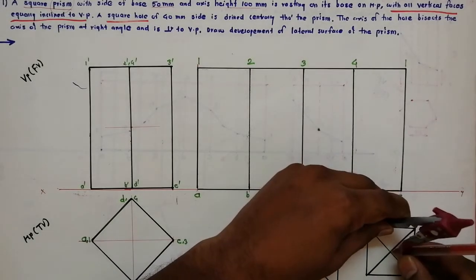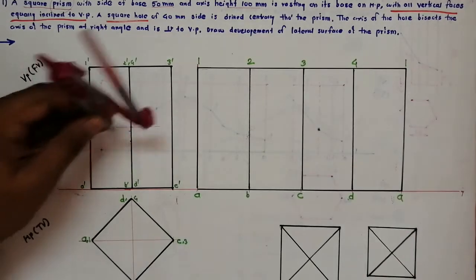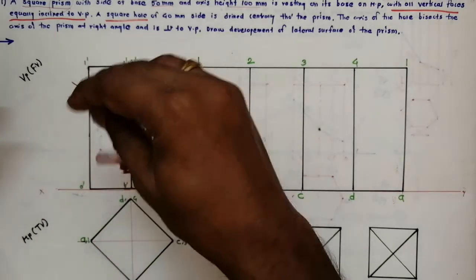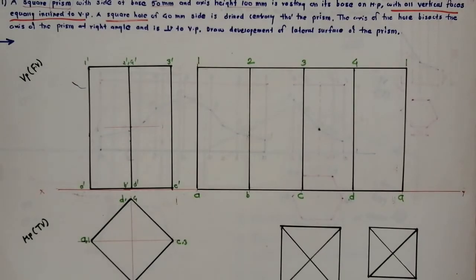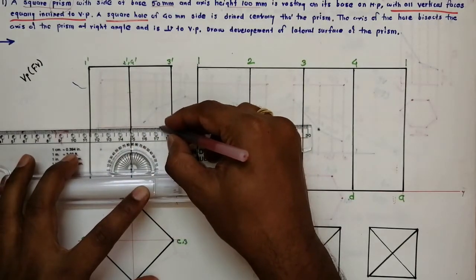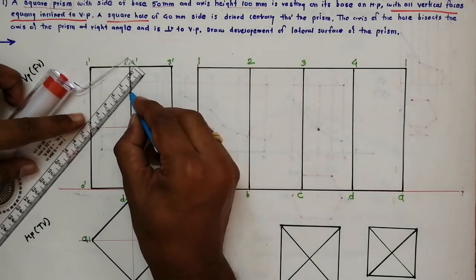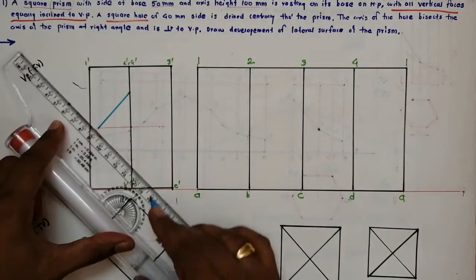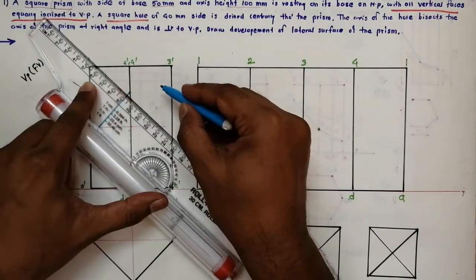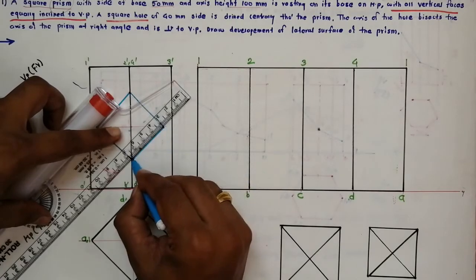We have to take the diagonal distance in the compass, from the center, and then mark it here. So this is 1, this is 2, this is 3, and this is 4. Okay, so the distance we have marked here, that becomes our square hole. Okay, so it comes something like this.